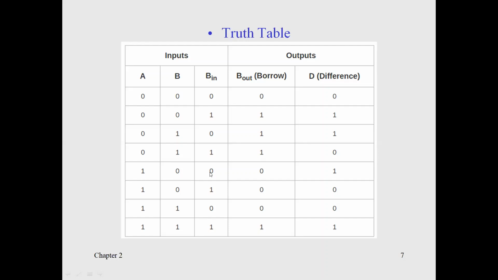1 minus 0 minus 0, it's a simple case, 0, 1. Difference is 1 and borrow is 0. 1 minus 0, 1, borrow 0. 1 minus again 1 is nothing but 0, 0. Okay. 1 minus 1 is how much? 0 with the borrow 0, and 0 minus 0 is 0 with the borrow 0. 1 minus 1 is 0, difference is 0, and borrow is 0. Okay. So difference 0 minus 1 is how much? Again 1, 1.